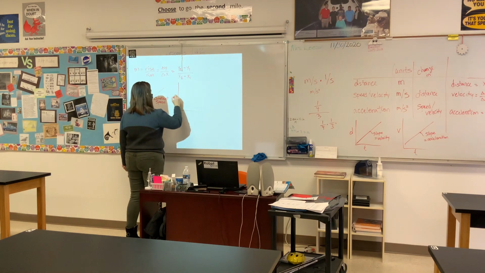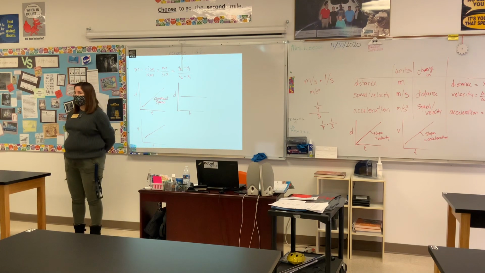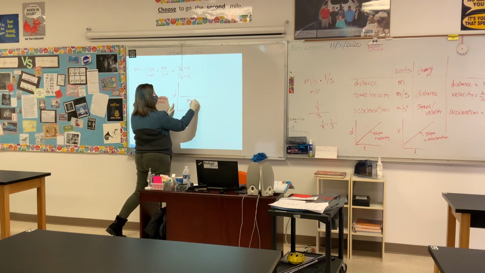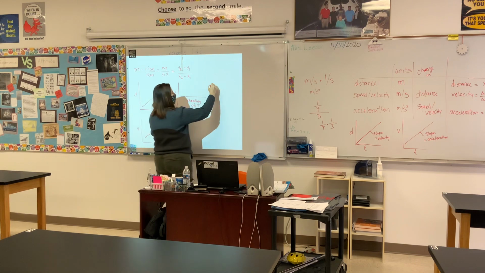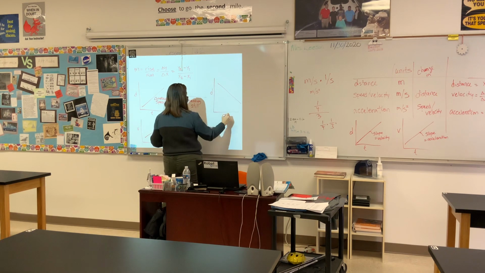If I have this distance time, and my graph looks like that, what am I doing? Yeah. I have no change in distance. Standing still. What happens if I have this for distance time?